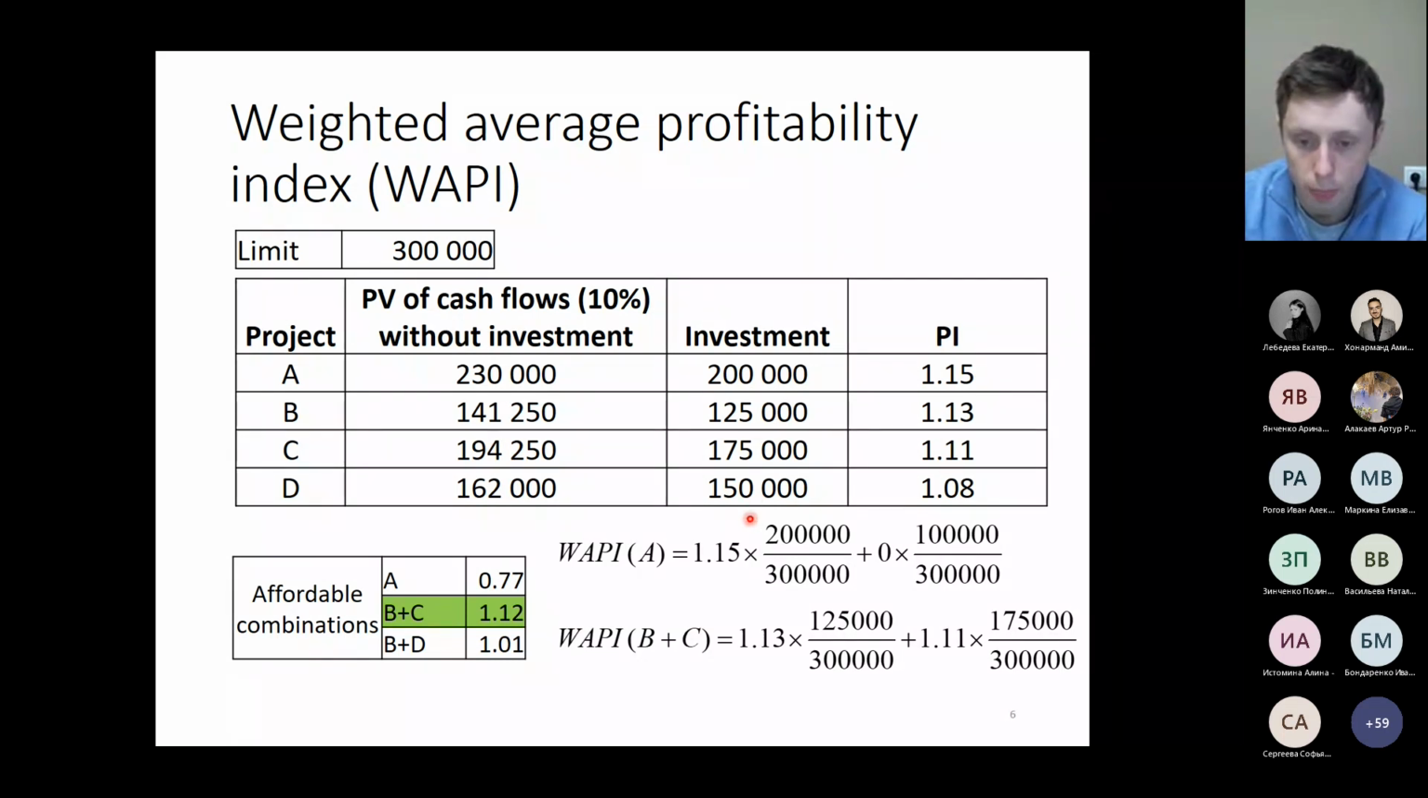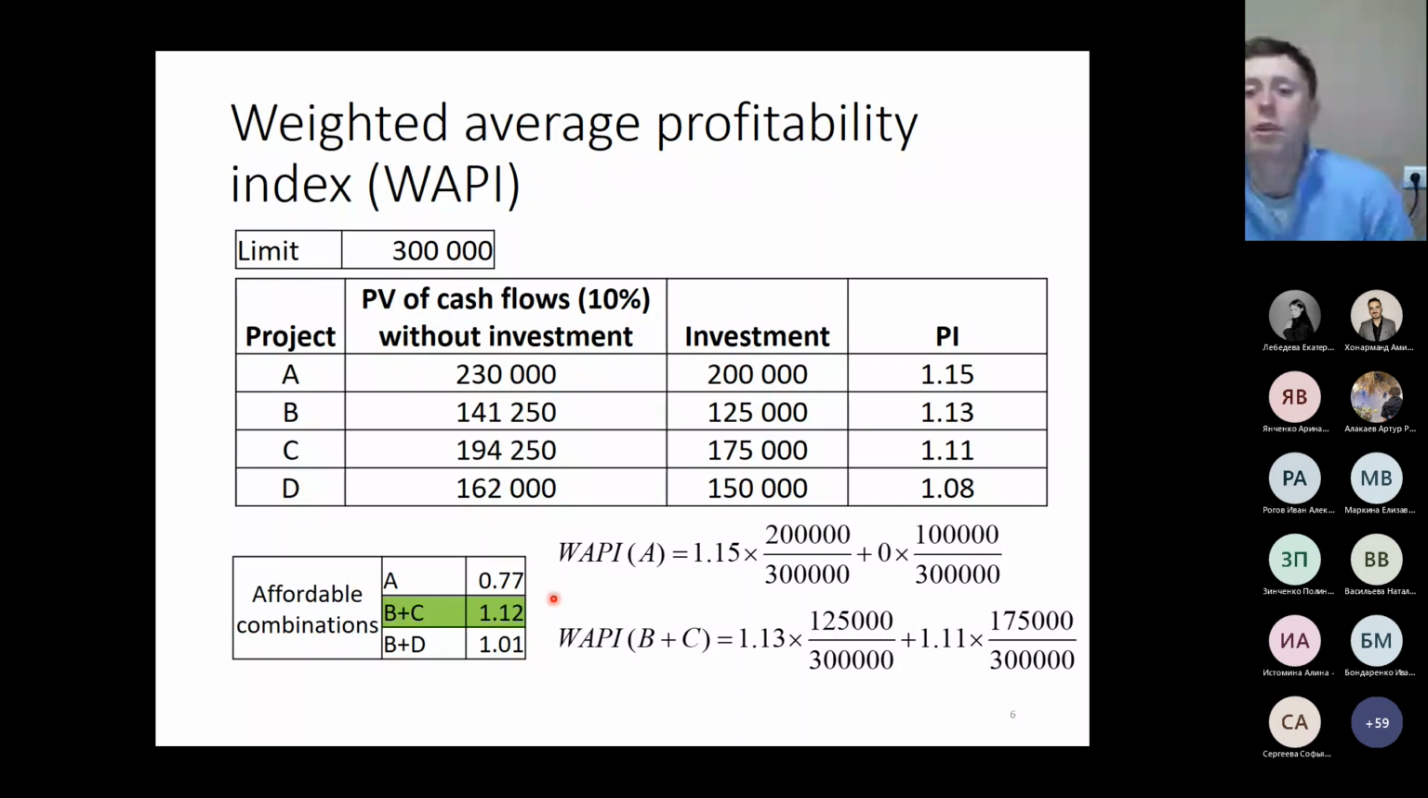And here, what we should keep in mind is if we invest only in project A, we have 100,000 that we haven't used. This is left. Therefore, the profitability index on the money that we do not use is 0. That is why we should include this part in this equation. And the weighted average profitability index for the project A is 0.77.